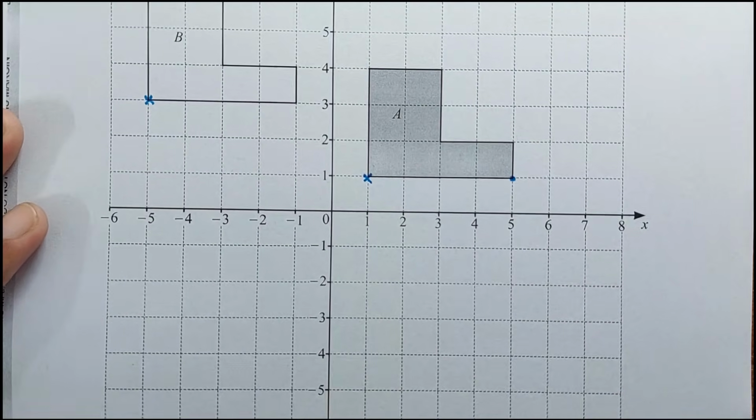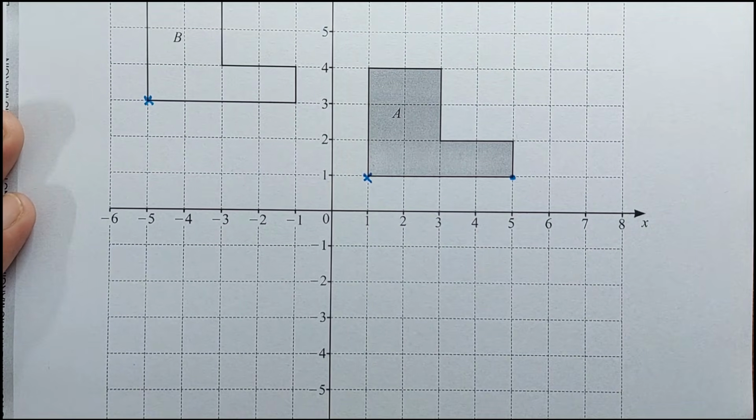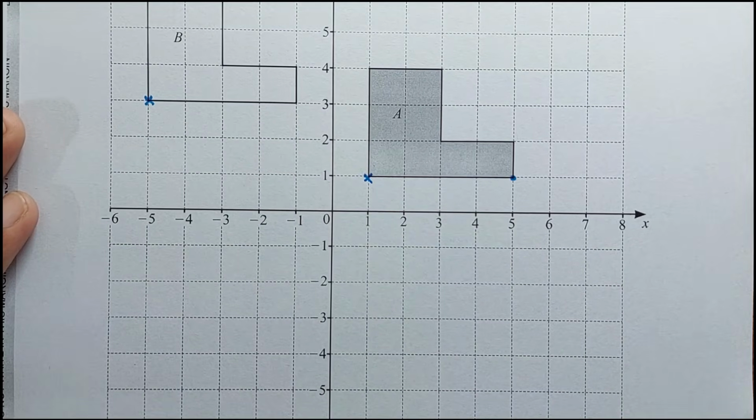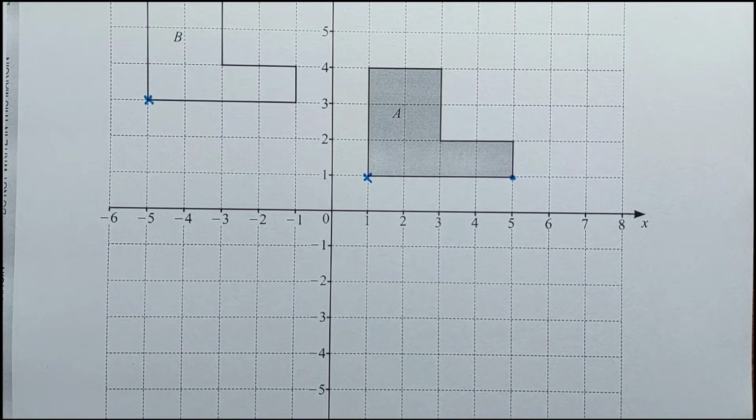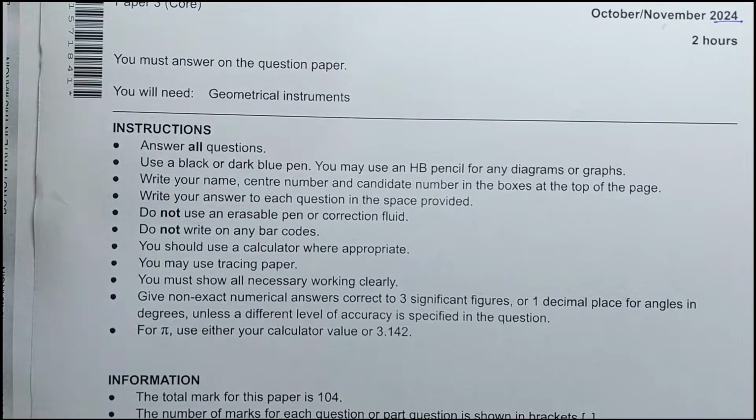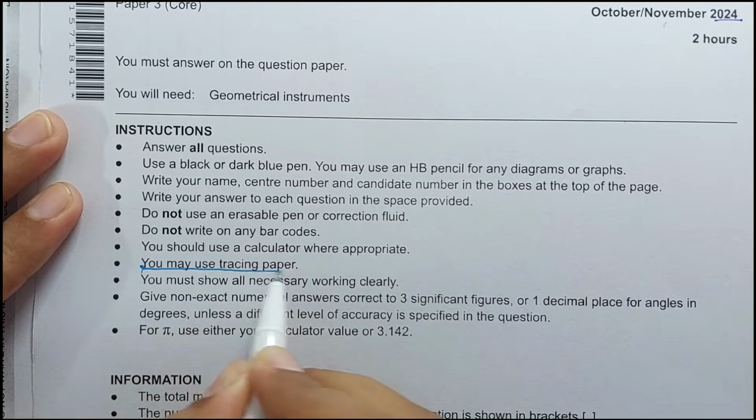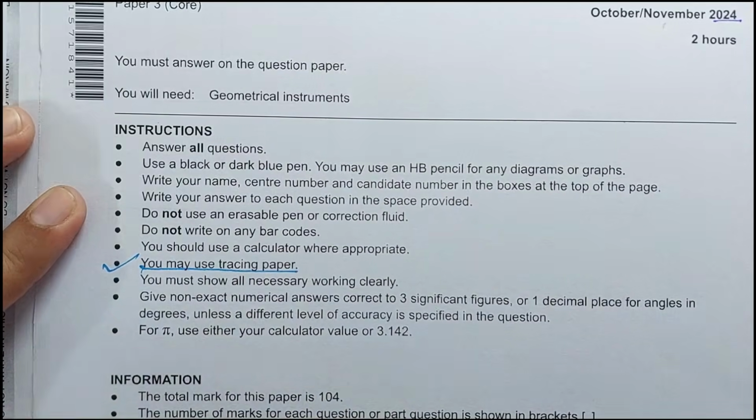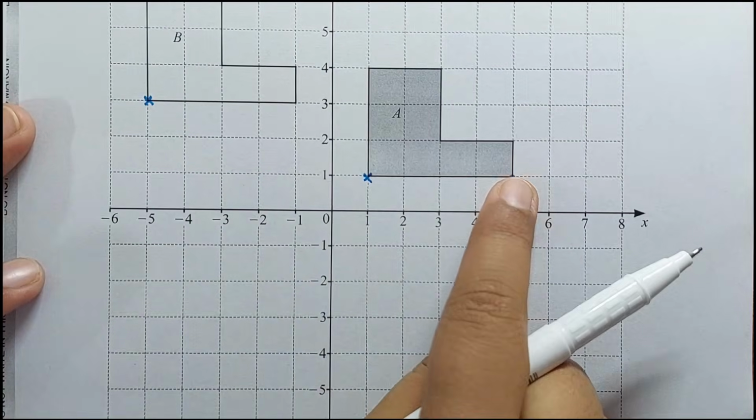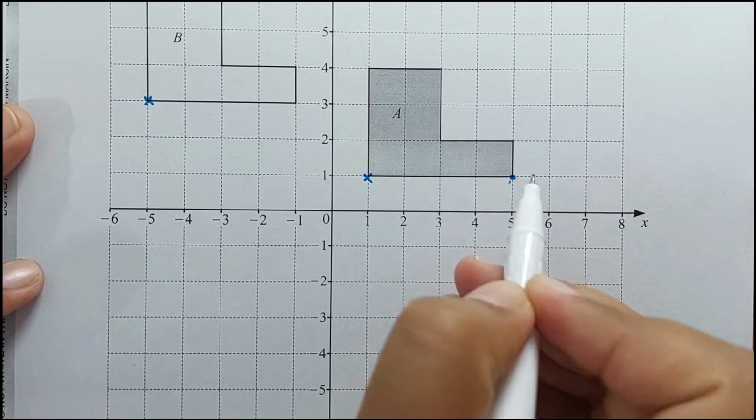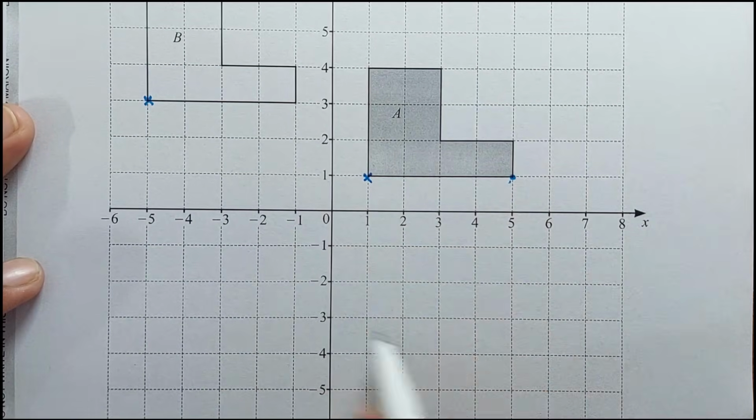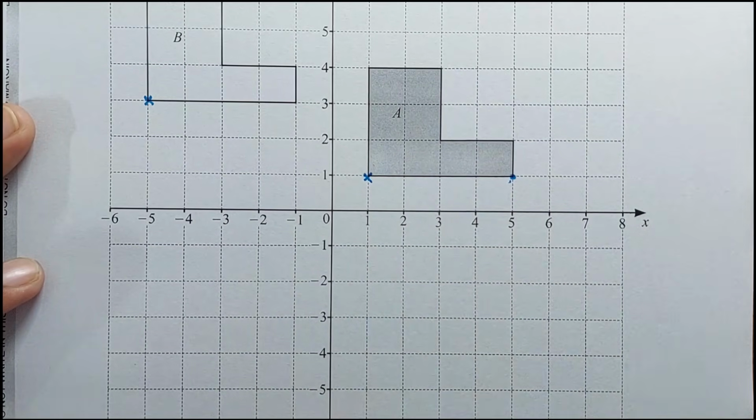Okay, let me use a tracing paper for this because tracing paper is allowed in the examination hall. Let me show you in the instruction. Where is the first page? Yeah. So you can see in the instruction, you may use a tracing paper. So it is allowed, right? So you can use a tracing paper and trace a shape about the center 90-degree anti-clockwise. This would be the rotation.